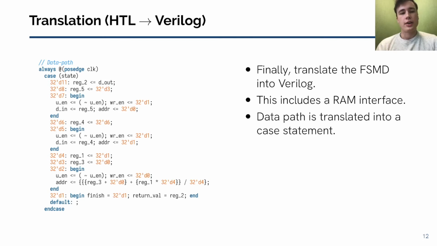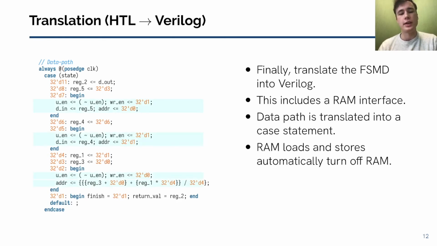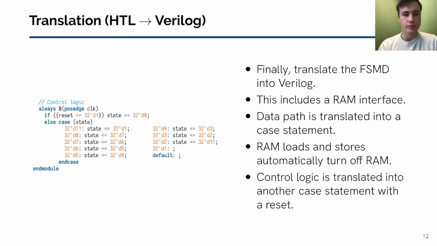And so the data path map is translated to a case statement where it maps from the state to the Verilog statement it should execute. Here we can see all of the explicit loads and stores from memory that use the RAM interface that we implemented before. And then finally, the control logic map is also implemented with a reset state, which will set the initial state of the module. And then just a case statement, which describes a state machine that just describes which next state the state machine should go to.